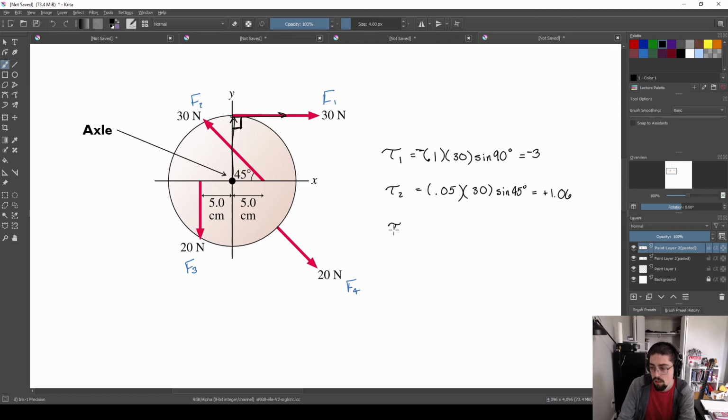Finally, I've got tau 3. Now this one, similarly, is going to be spinning me counterclockwise, counterclockwise being a positive direction here. I'm going to take my 0.05, 20 newtons. I look at R. I look at the force. Perpendicular between the two. Sine of 90.